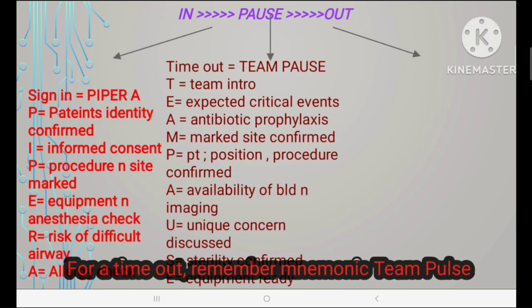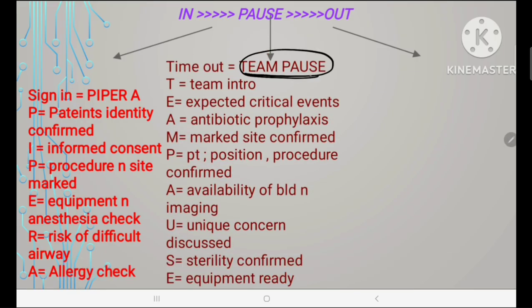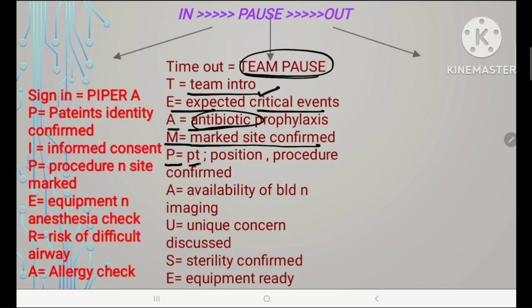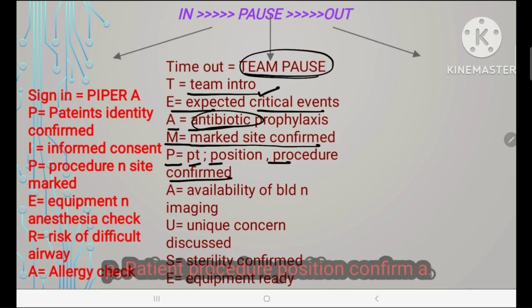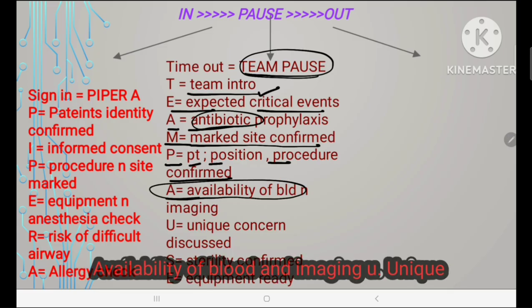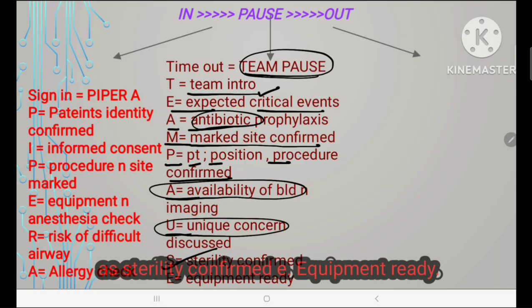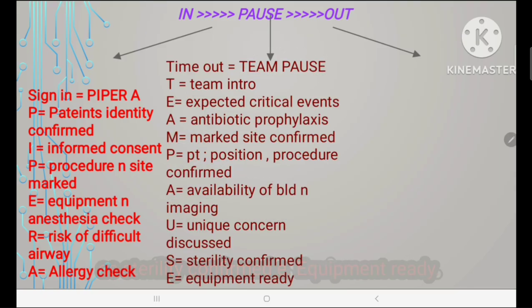For time out, remember the mnemonic TEAM PAUSE. T. Team introduction. E. Expected critical events. A. Antibiotic prophylaxis. M. Marked site confirmed. P. Patient procedure position confirmed. A. Availability of blood and imaging. U. Unique concerns discussed. S. Sterility confirmed. E. Equipment ready.